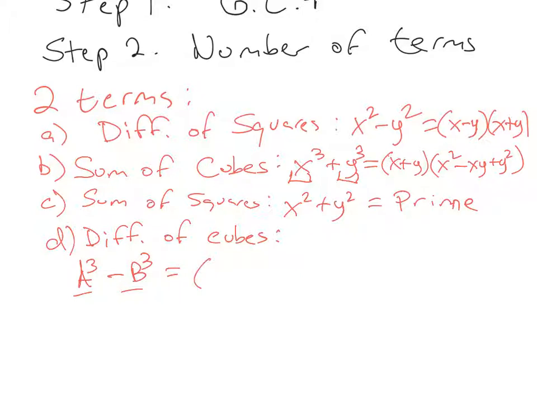So what does this formula look like? a minus b times a squared plus ab plus b squared. So there's the difference of cubes.